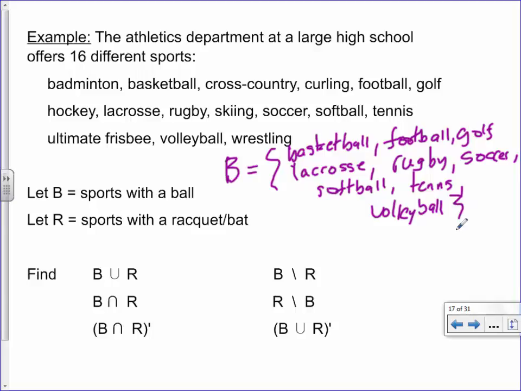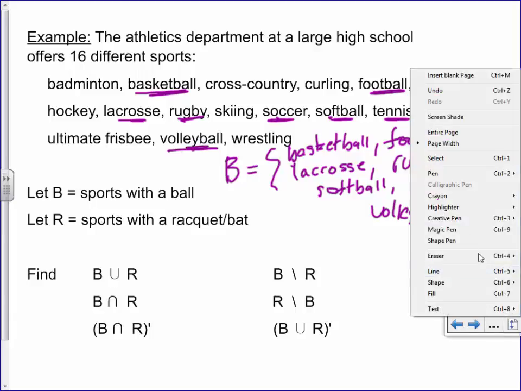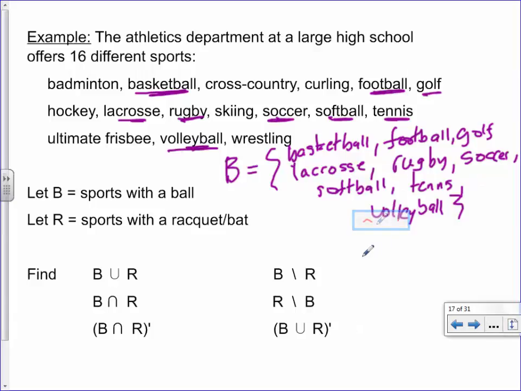So those are all of the sports that fit into the ball category. If it's okay with you guys, I'm just going to underline those in purple. Basketball, football, golf, lacrosse, rugby, soccer, softball, tennis, volleyball. So those are going to be my purple ones. Now in red, let's do the ones that involve a racket or a bat of some type. So badminton does.